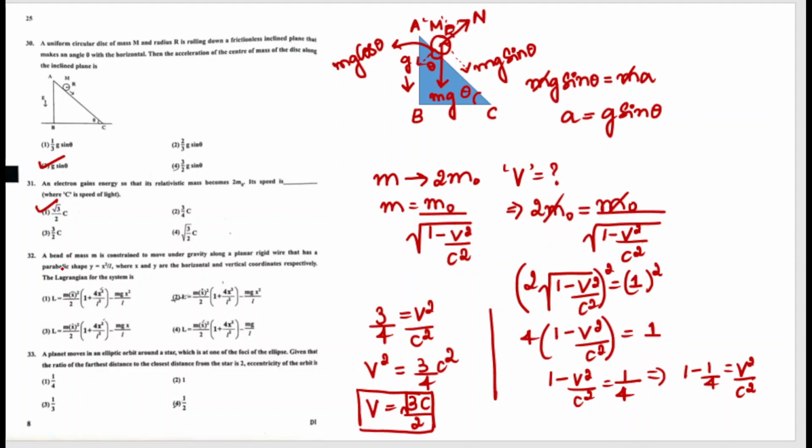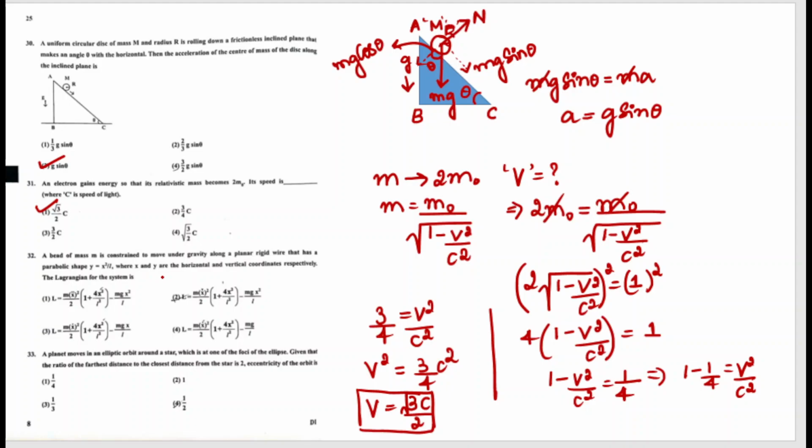What they have asked in this question: a bead of mass m is constrained to move under gravity along a planar rigid wire that has a parabolic shape, that is y equal to x square by l.